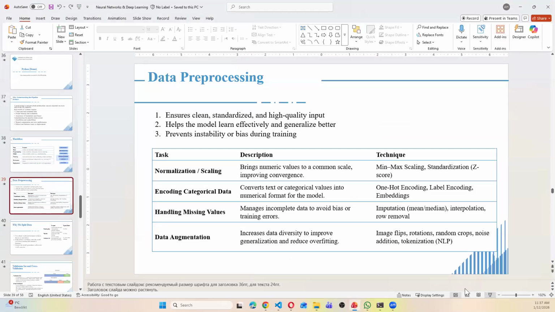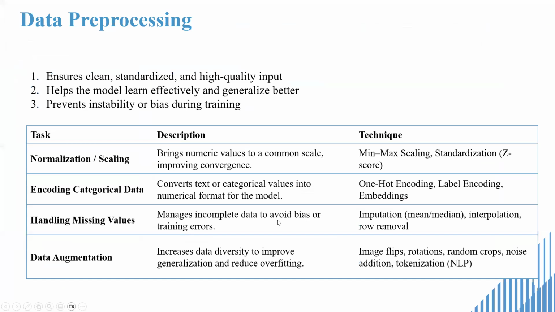So handling missing values: manage incomplete data to avoid biases or training errors. Of course, you can use imputation, median, mode, or interpolation, or row removal, whatever works best for you, you will do it. Then you have data augmentation.